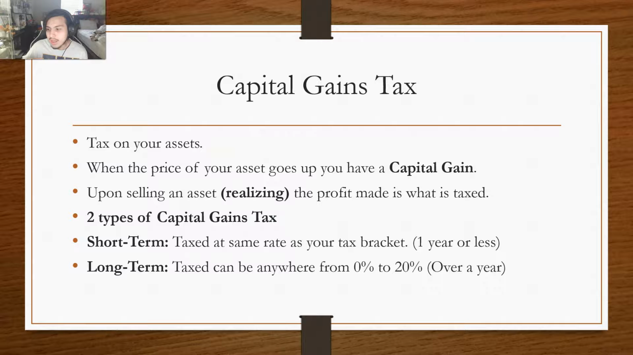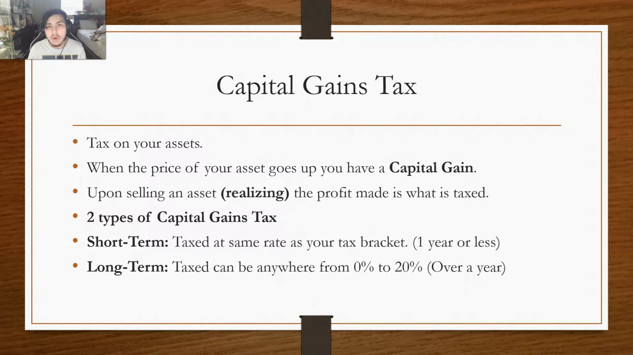So let's say I buy a house. My house is worth $300,000. That is an asset of $300,000. Now, let's say 5 years down the line, my house goes up in price, and now my house is worth $500,000. The amount it has gone up is what we would call the capital gain. So my house used to be worth $300,000, and now it's $500,000. Therefore, I got a capital gain of $200,000.